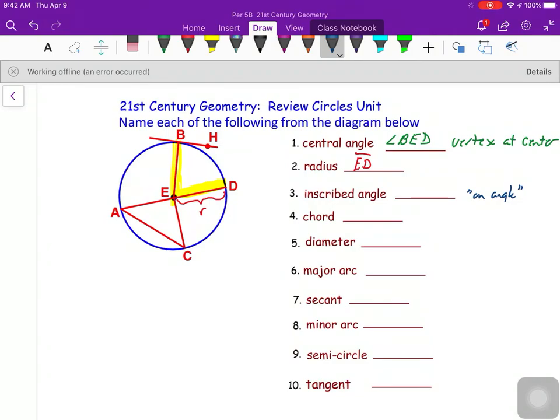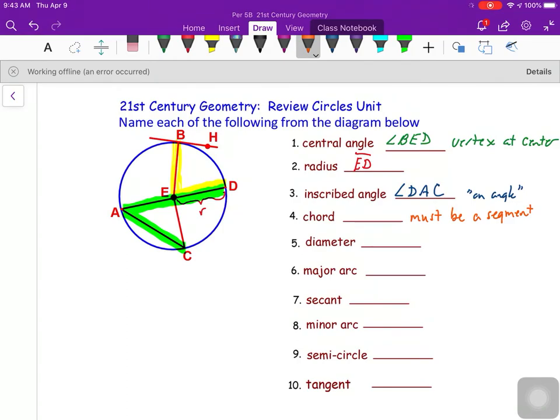An inscribed angle. An inscribed angle is sometimes called an on angle, and that's because the vertex is on the circle. So an inscribed angle could be DAC. That would be an example of an inscribed angle, and the A would have to go in the middle. So DAC.